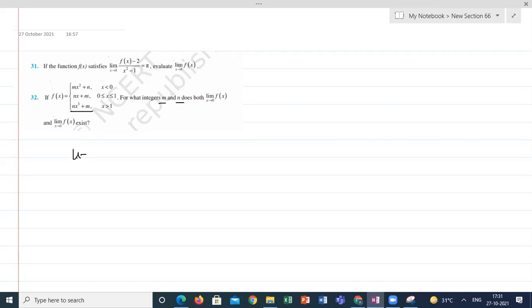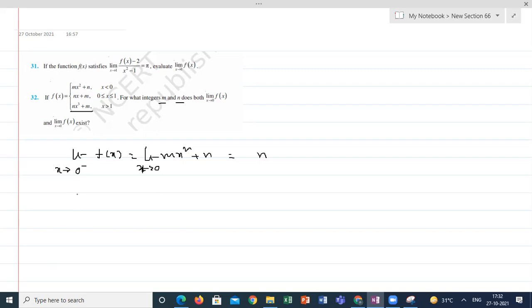So I'm calculating for the first question, limit x tends to 0 minus f of x. 0 minus is less than 0, so it is equal to mx square plus n. Limit x tends to 0, my answer is n.